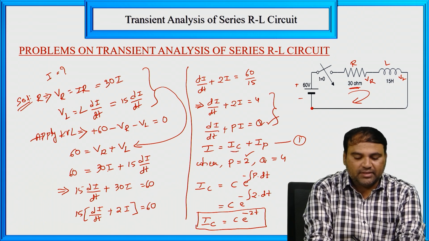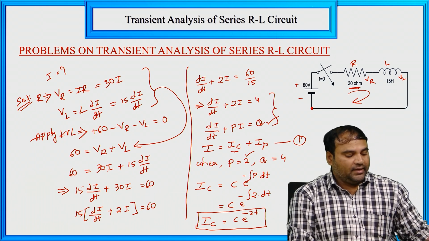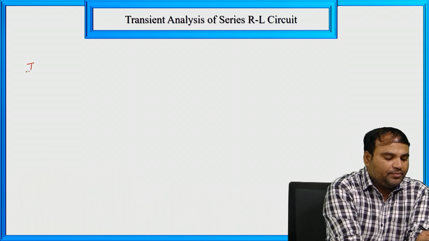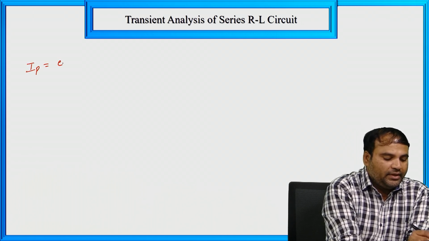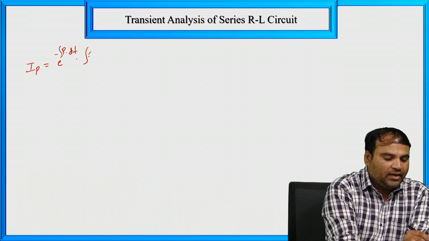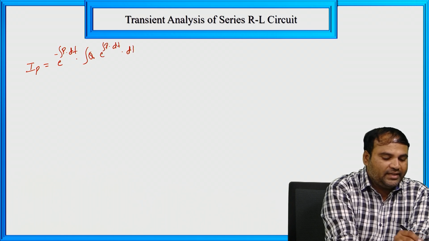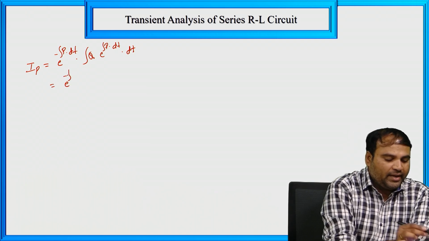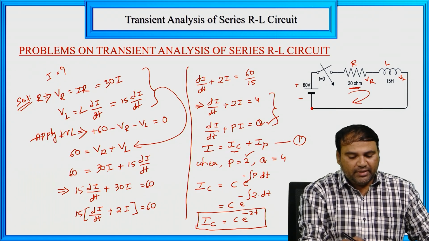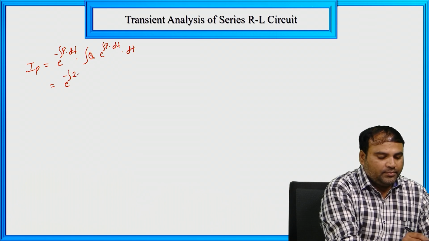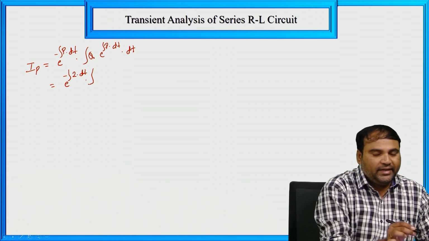So that is the complementary function. Now the particular integral, that is IP. So we need to find out the IP here, where IP is equal to e to the power of minus integral of p dt into integral of q into e power integral of p dt into dt is the equation. So that is equal to e to the power of minus p value. So what is the p value here? P value is 2. So 2 into dt into integral of q.